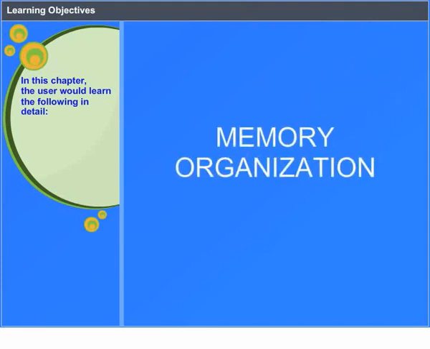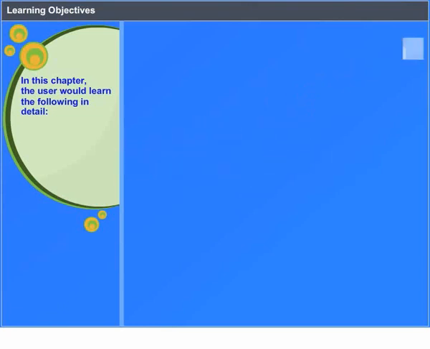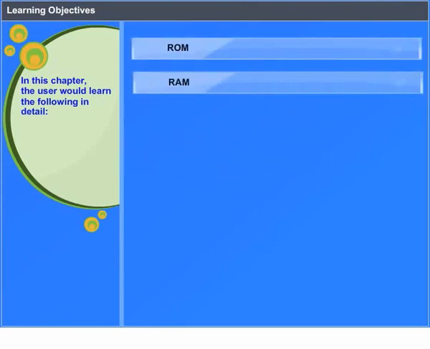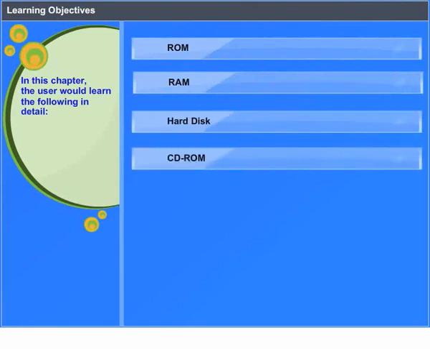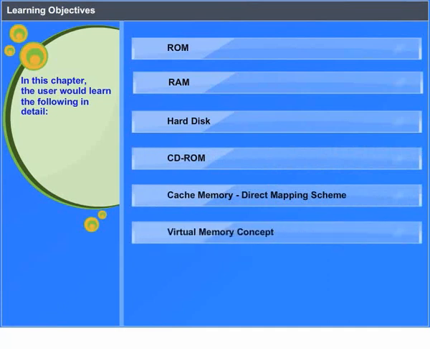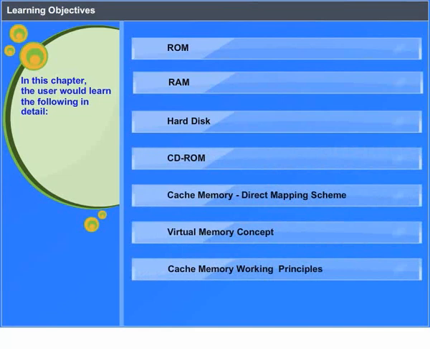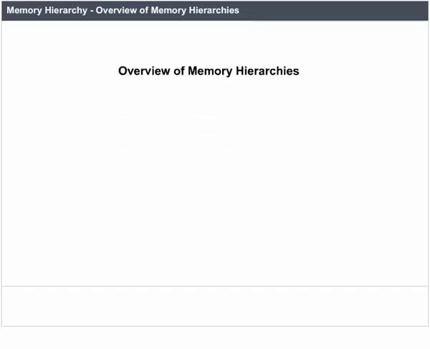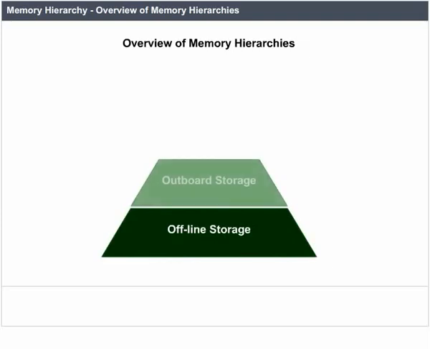Memory organization. Learning objectives. In this chapter, the user would learn the following in detail: ROM, RAM, hard disk, CD-ROM, cache memory direct mapping scheme, virtual memory concept, cache memory working principles, memory hierarchy, overview of memory hierarchies.